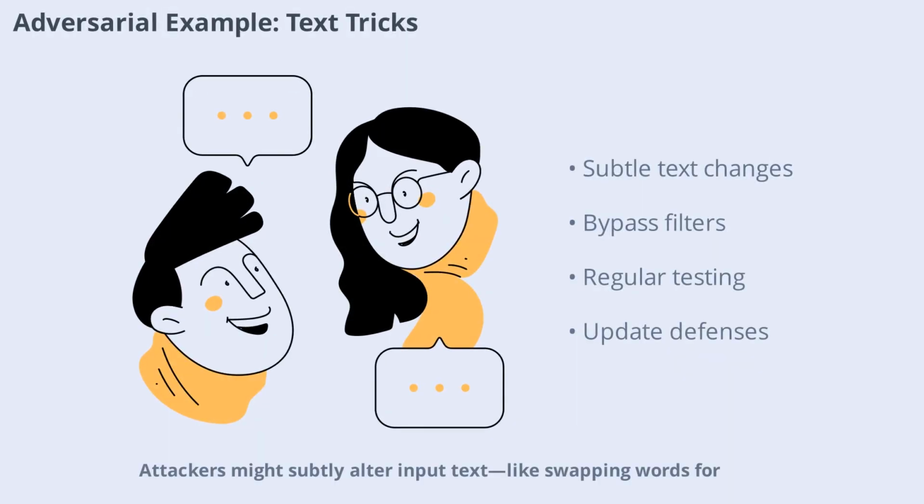Attackers might subtly alter input text, like swapping words for rare synonyms or inserting invisible characters, to fool AI classifiers. These adversarial examples can bypass safety filters, so it's important to regularly test and update models to defend against such tricks.